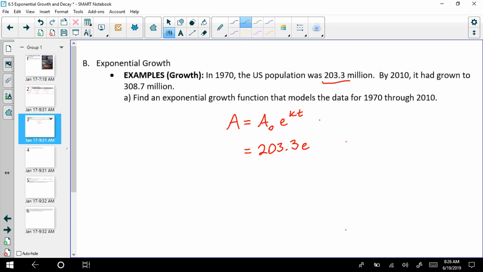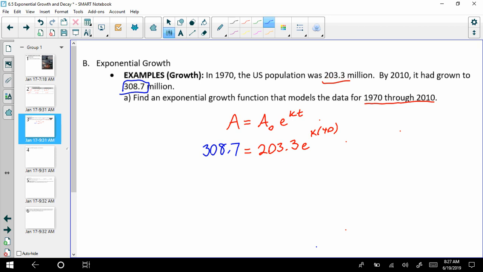And then I have e. Now notice they didn't tell me a constant. They didn't tell me what k was, so I'm going to have to leave that as k. But I do know a time frame. They want me to look at 1970 all the way to 2010. If I subtract those years, my time frame is 40 years. There's one value I haven't used yet. It said by 2010, I had 308.7 million people. Your ending amount, your final amount, is what A is, so that's what we're going to set it equal to.